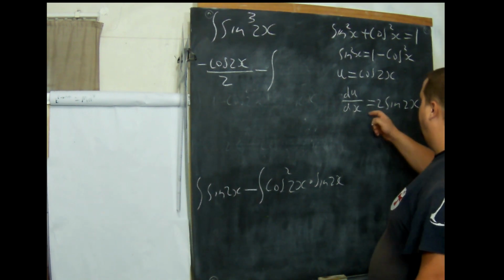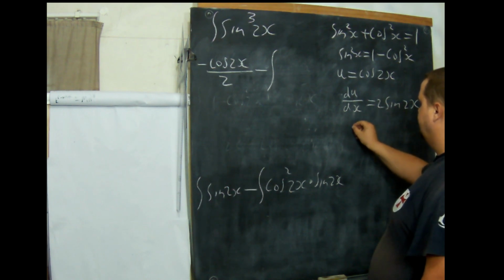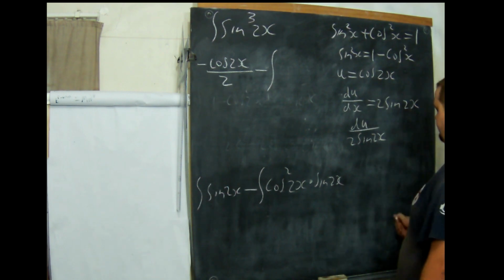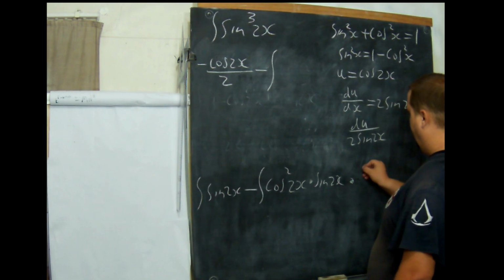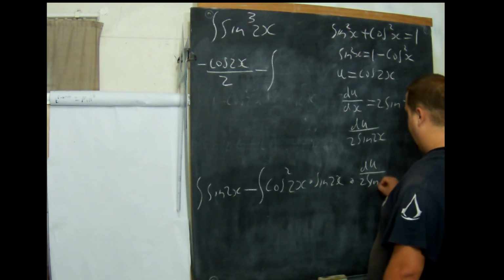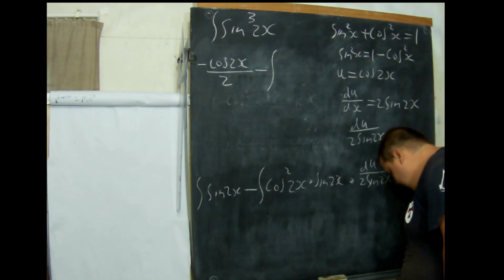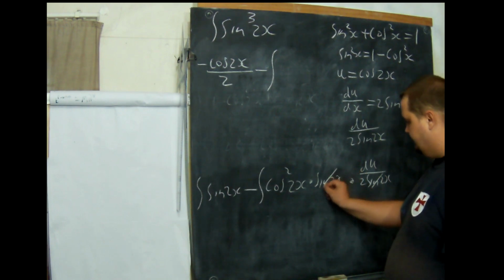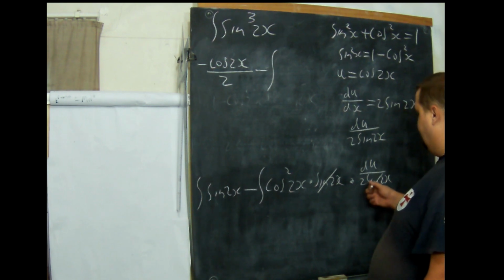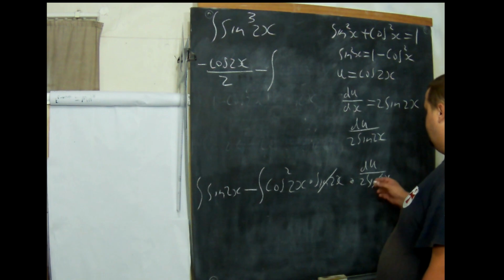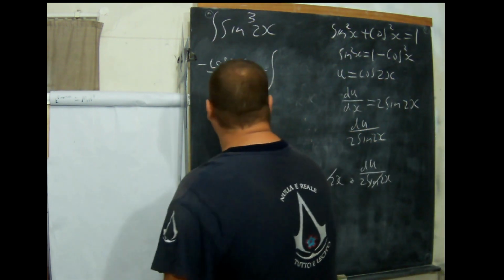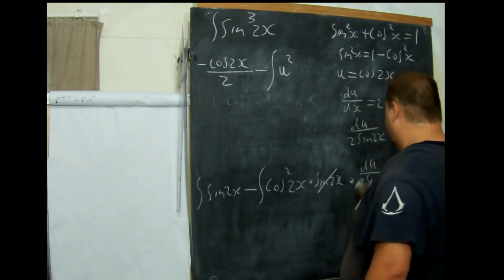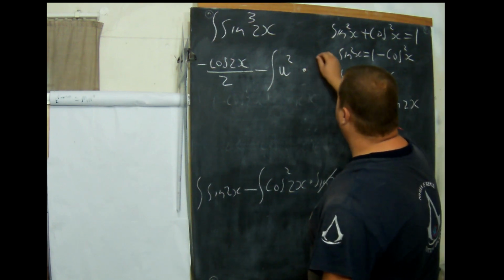Now what we need to do is multiply. We take dx here and we move that down. So we got du over 2 sine 2x. Now what we do is multiply by du over 2 sine 2x. So what we have now is we can erase sine 2x and sine 2x because we've multiplied them. We've basically cancelled them and made them equal to 1. So now what we're left with is u squared, and that's it, multiplied by a half.